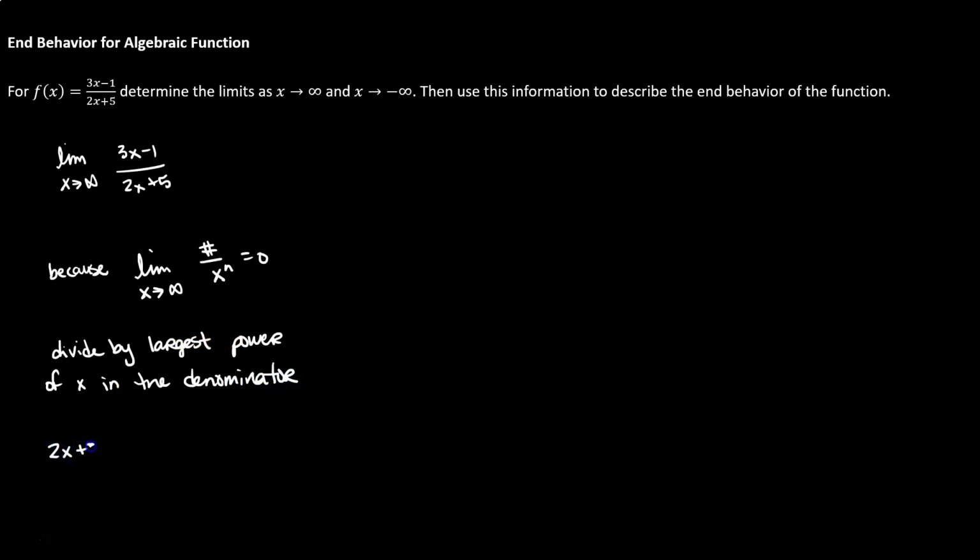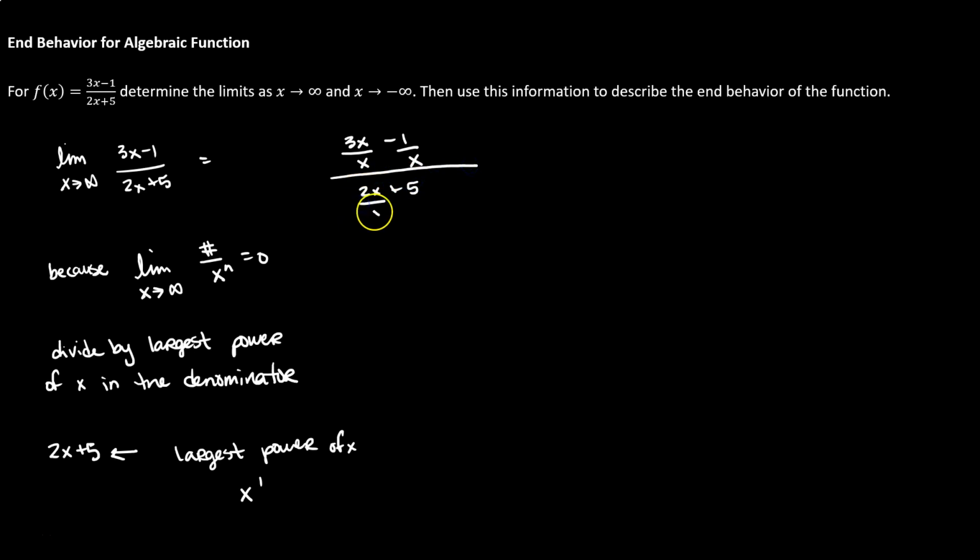In this case, that's 2x plus 5, and we're going to pick the largest power of x. Which is x to the 1st power, right? If we're looking at 2x plus 5, the largest power of x is x to the 1st power. So we'll divide every term in our function by x to the 1st power. So instead of 3x minus 1 in our numerator, we'll have 3x divided by x minus 1 over x. And then instead of 2x plus 5 in our denominator, we'll have 2x divided by x, and then 5 divided by x.